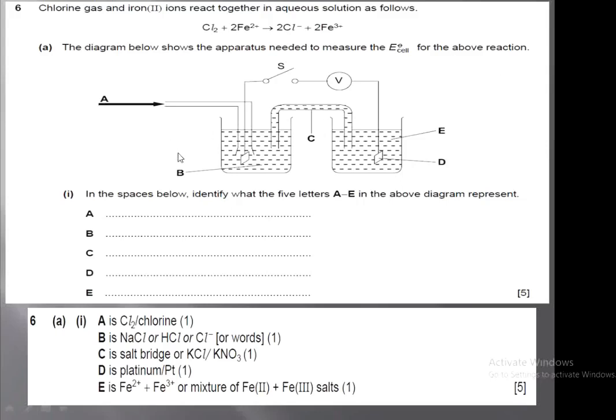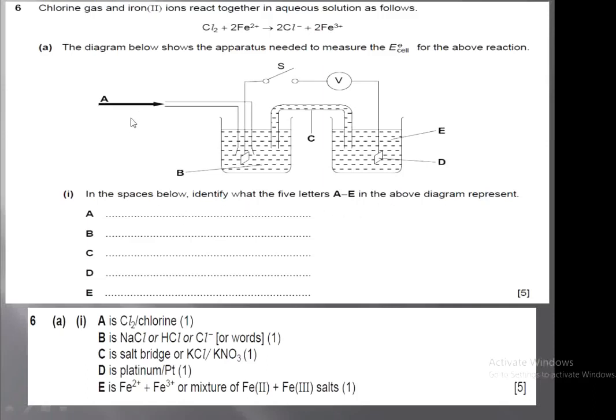This is the diagram, which is labeled with different parts A, B, C, D and E. In subpart A, he is asking: in the spaces below, identify what the 5 letters A to E in the above diagram represent.